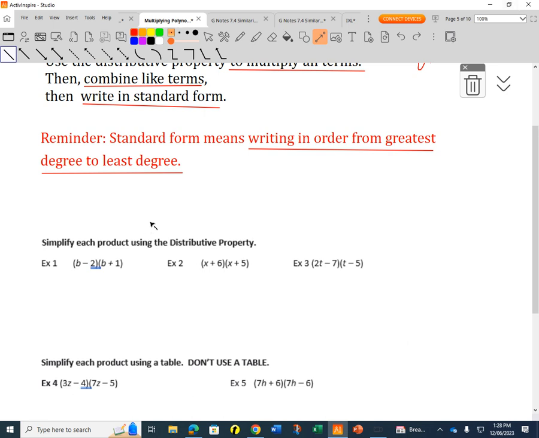So these are the directions from the first section on your worksheet. It just says simplify each product using the distributive property. We're just multiplying, right?